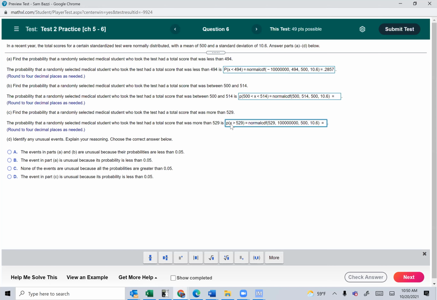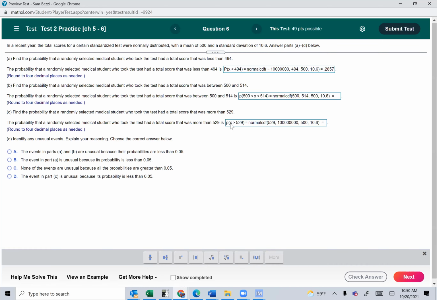Now, based on your answers, he's asking you which events are unusual. Any answer, guys, that is less than 5% will be unusual. Since I didn't compute the remaining answers, I don't know which ones are unusual, but if your answer is less than 0.05, then it is unusual. Less than 5%. The first one is not unusual, guys, because it's 28.57%, but I don't know about the other two. Okay, so that's how you can tell.